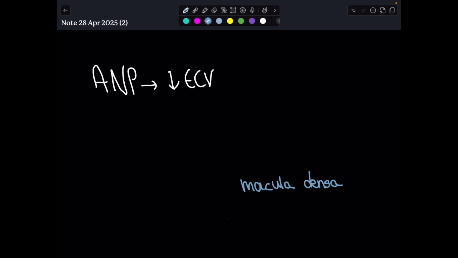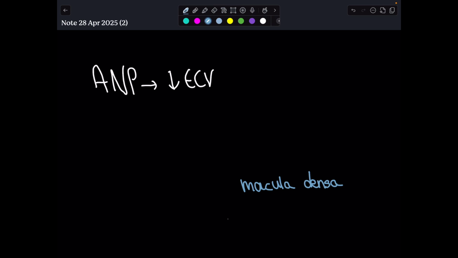No worries. Let's get back to the kidneys and clear up how ANP, the macula densa, and renin release connect. The macula densa is a cluster of cells in the distal tubule, right where it touches the glomerulus, perfectly placed to sense sodium chloride, NaCl, levels in the filtrate.